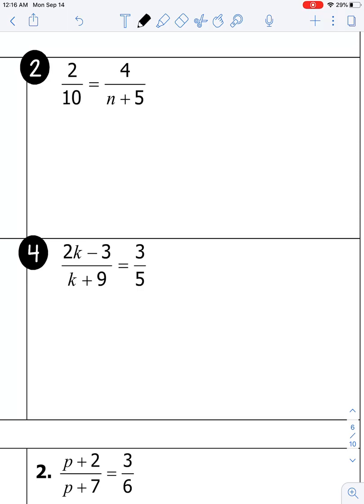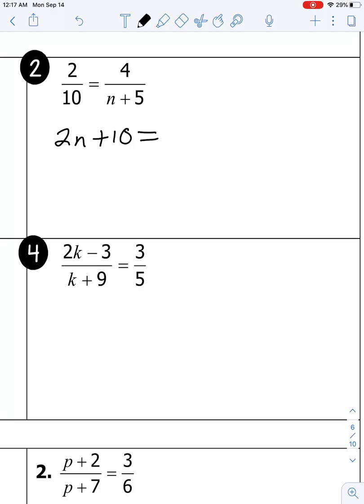All right, number 2, a little bit tougher on this one. What I'm going to do is cross multiply the 2 and the n plus 5 first. And this is essentially like distributing. There's not parentheses around this, but you can pretty much put an imaginary parenthesis around it because you have to multiply it by both terms when you cross multiply. So 2 times n is 2n. 2 times 5 is 10, like so.